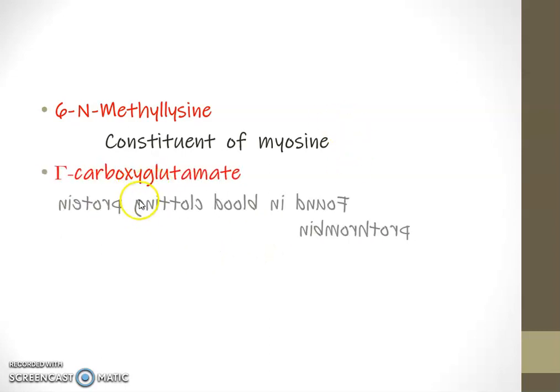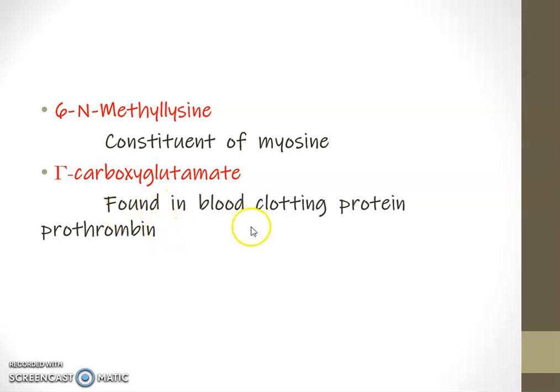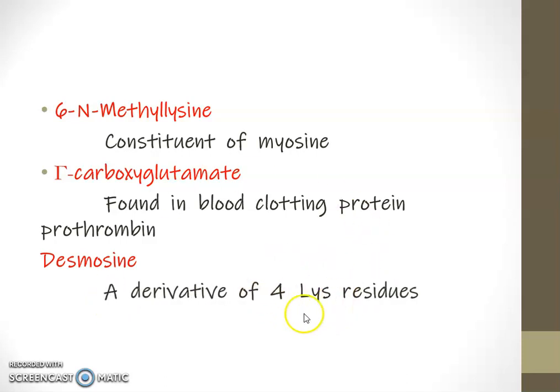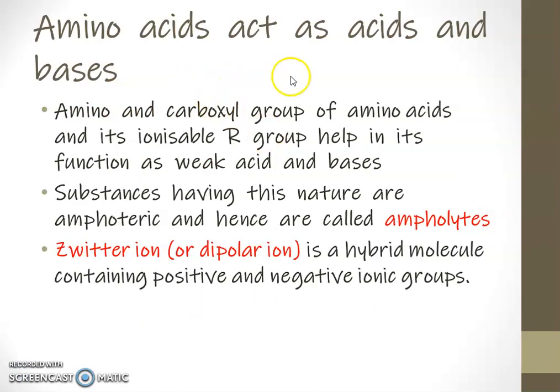The next one is gamma carboxyglutamate, which is found in the blood clotting protein prothrombin. The next one is desmosin, which is a derivative of 4 lysine residues. It is found in elastin. Okay. So amino acids act as acids and bases. Due to the presence of the ionizable R group, amino and carboxyl group, they can function as weak acids and bases. Substances having this nature are amphoteric, and hence amino acids can be termed as ampholytes.